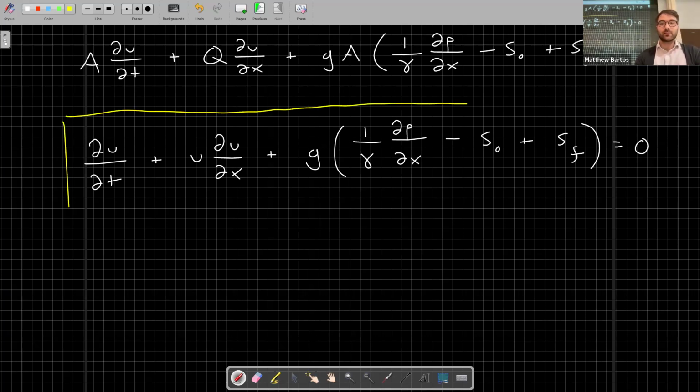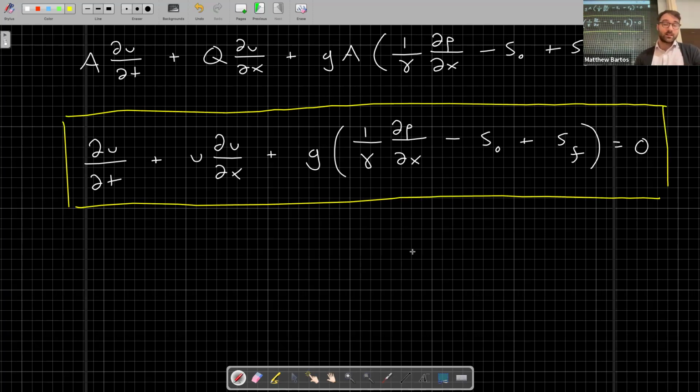So this is our conservation of momentum and conservation of mass together, because we used conservation of mass to simplify these different terms. So this is conservation of mass plus momentum for a pressurized pipe.